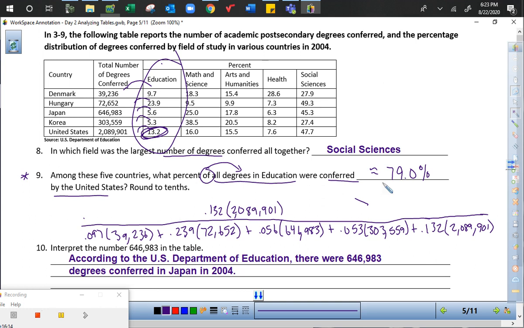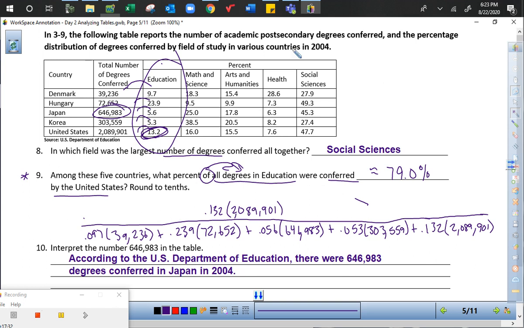The last problem here is interpreting. Remember, we want all the details: source, years, and what's going on. Now it says, according to U.S. Department of Education, there's my source, there were 646,983 degrees conferred in Japan in 2004. You'll notice I did not include about, because here in this table there are no decimals involved, which means rounding isn't happening obviously, and there's no information that tells me this is in hundreds and thousands or rounded. So this is actually an exact value.